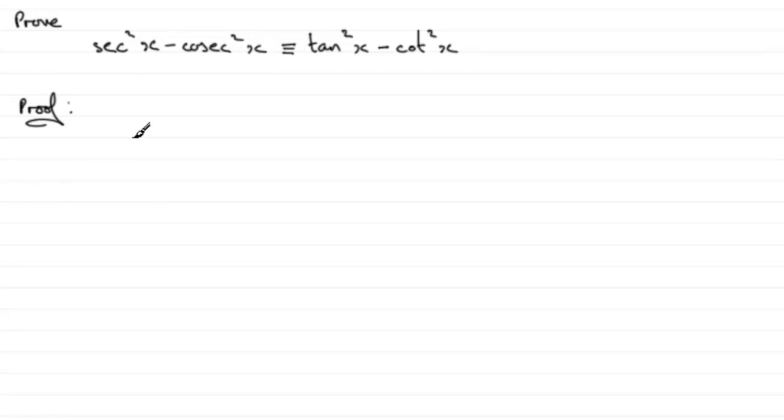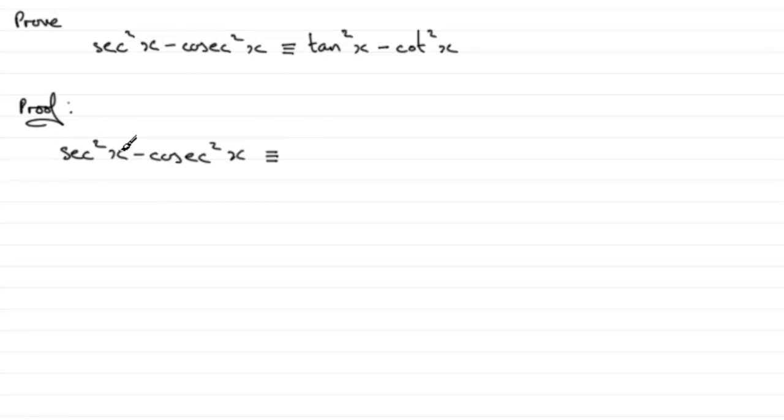Now you can either write LHS is identical to, or you could just copy out the left hand side. I generally prefer to copy out the left hand side rather than writing out LHS, but that's up to you. So we start with sec squared x minus cosec squared x, and what is it identical to? Well, we can't assume it's identical to this at the moment, so we have to work towards it.